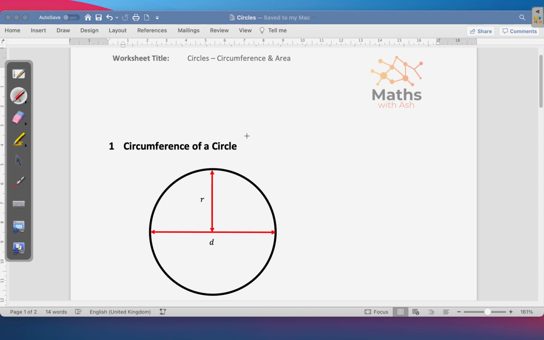We're going to look at the circumference and area of circles. Okay, so let's first start by looking at what we can label different parts of a circle as.